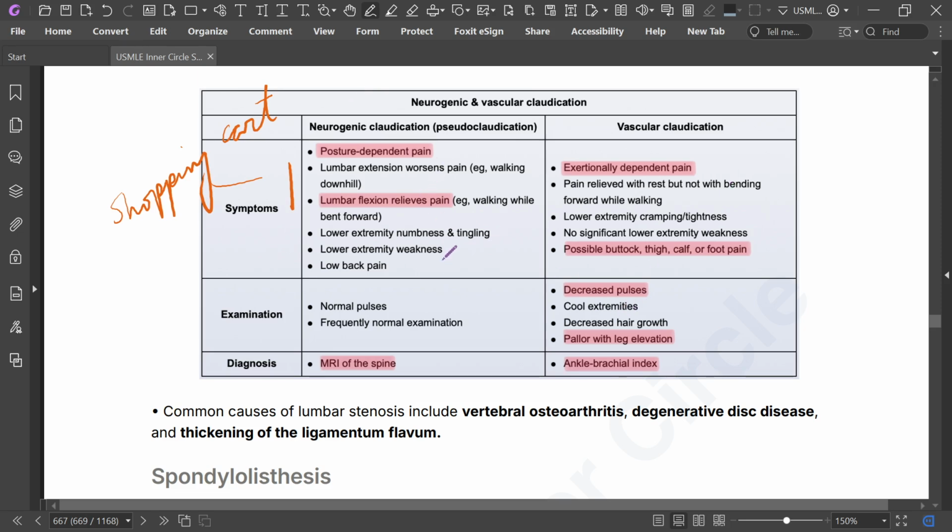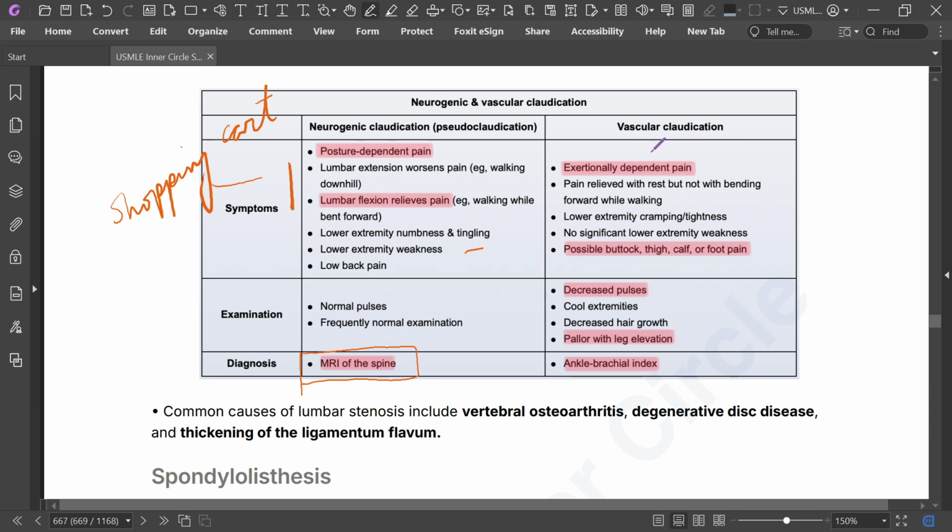There is lower extremity numbness and tingling, lower extremity weakness, and low back pain. On examination, there is a normal pulse, and the examination is frequently normal. As it is neurologic claudication, do an MRI of the spine. This neurologic claudication happens in spinal canal stenosis.